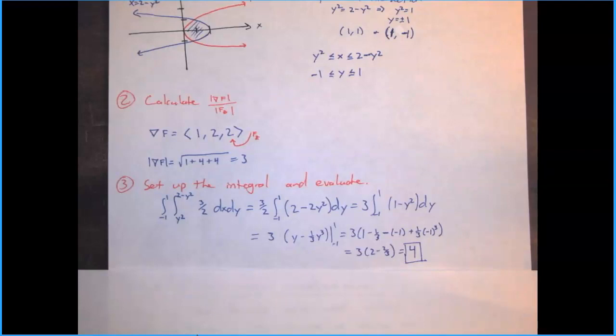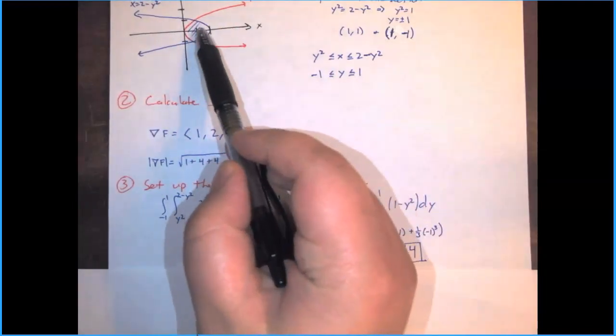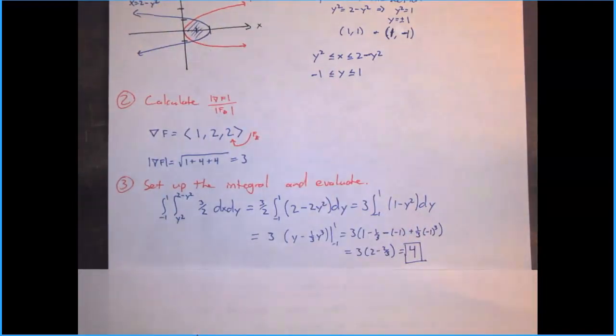If I have a surface that goes above and below the xy plane, that's going to be a problem, because I'm going to end up integrating over this region twice. So that's another reason why you wouldn't want to use this method.